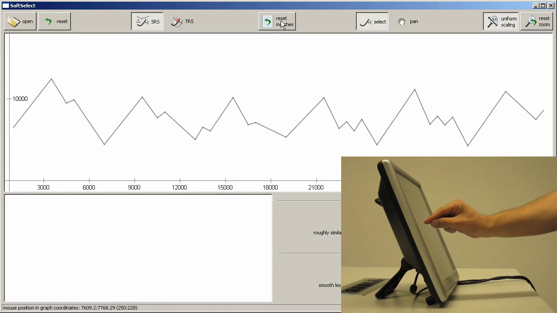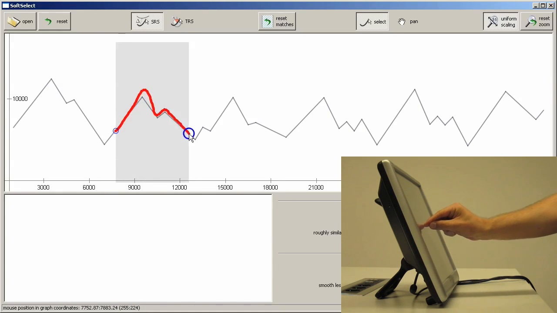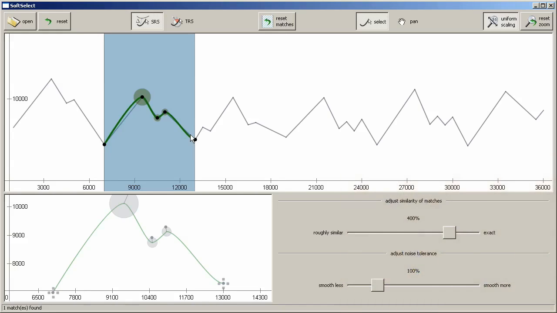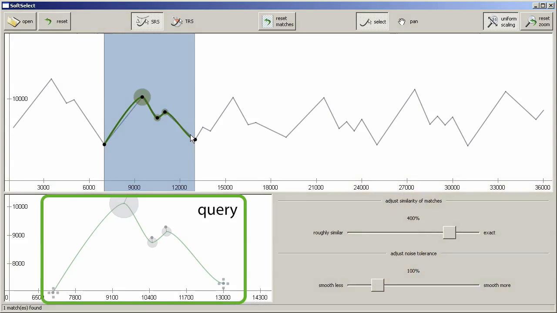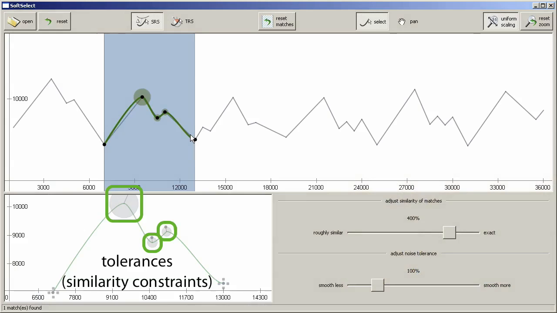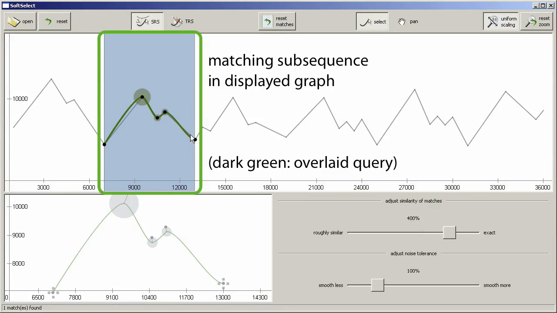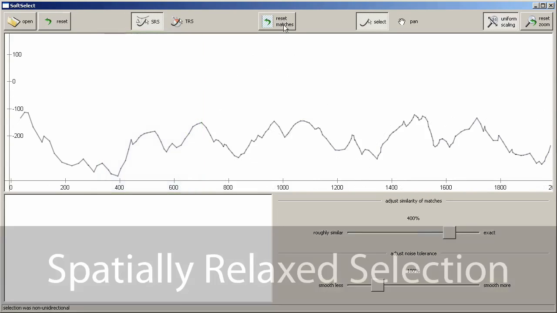Unlike previous techniques, the user sketches on top of the displayed graph to specify simultaneously a query pattern and how closely it must match the graph. The user can use finger, pen, or mouse input to specify a selection. We present two relaxed selection techniques.